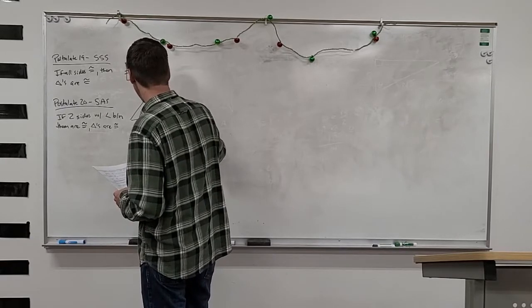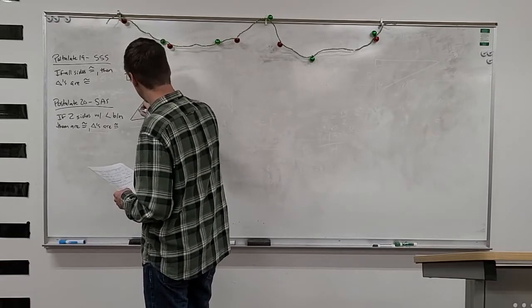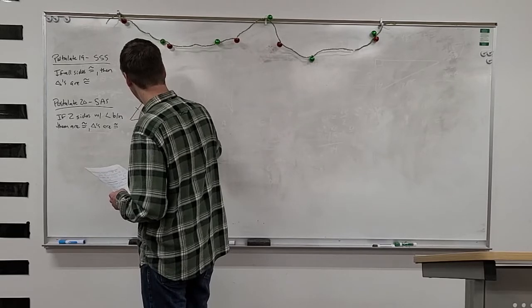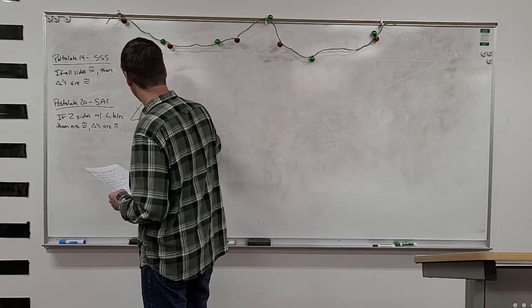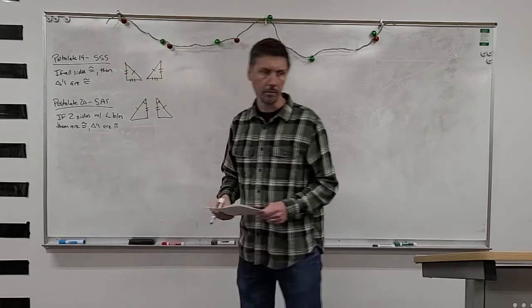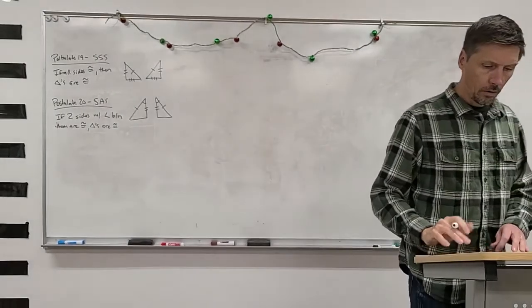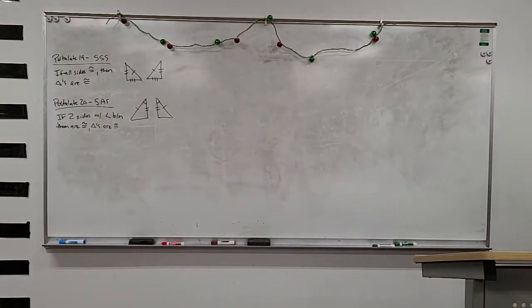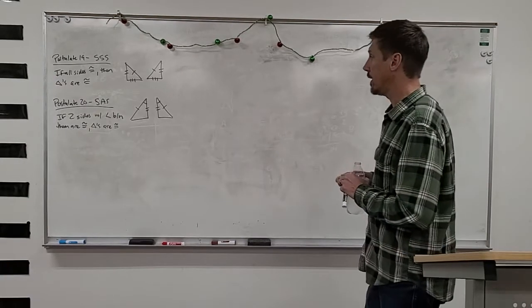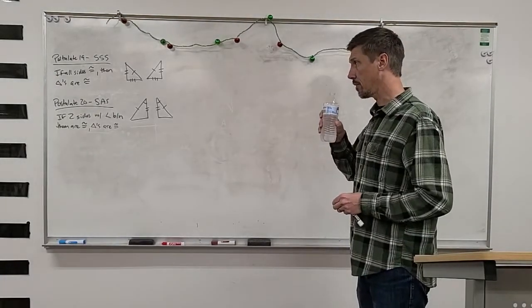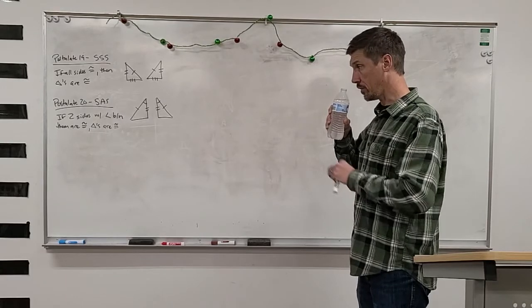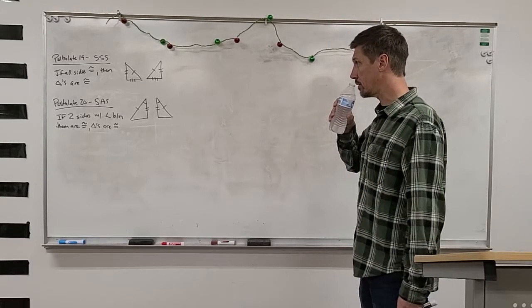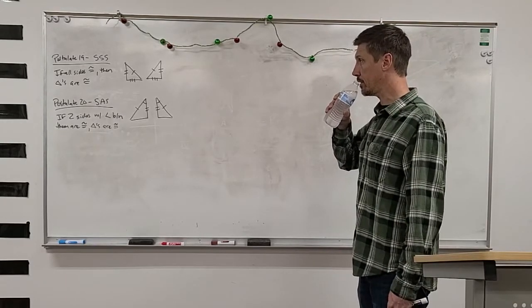And you don't have to draw the picture if you don't need it, but it might be helpful. So if you have two sides that you know are congruent, and the angle between those two sides is also congruent, if those two angles for each triangle are congruent with one another, then the triangles are congruent.